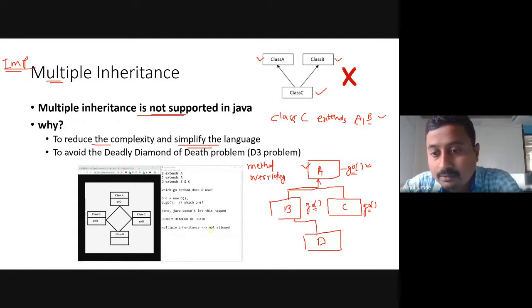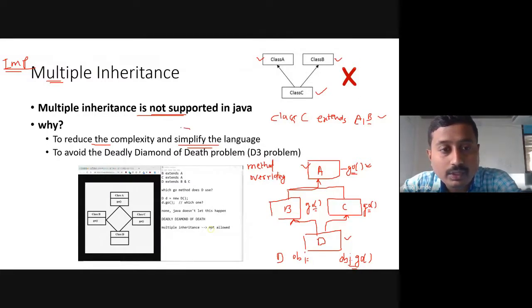Now let's say we have allowed multiple inheritance, meaning multiple base classes, and D is inheriting two versions of go now, one from B and one from C. Now that creates confusion about which version to be called in D. So when I create a D object, and call go on that object, the compiler has two versions, which one to call? That creates ambiguity.